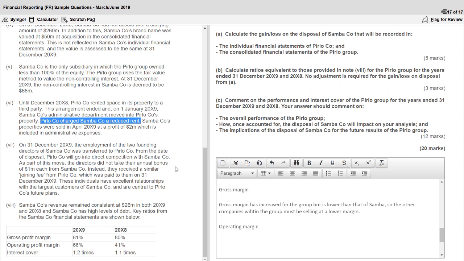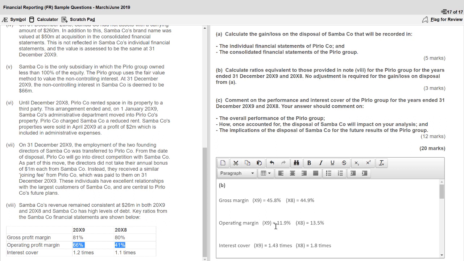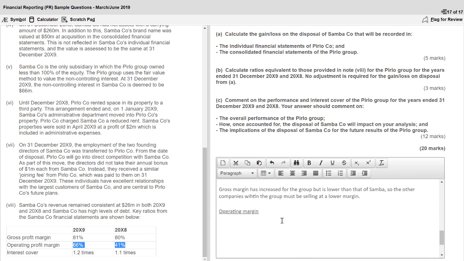Okay. Again, what have we got? Well, we can see that for Samba, it's had a really good performance here, hasn't it? Because its operating profit margin has increased. Well, it's going to increase if you've got an additional $2 million profit in there. It's also going to improve if you've got that reduced rent within there as well. Okay. Again, what have we got? Overall, you can see here, is it a fall in the operating profit margin for the group? Okay, excellent. So let's go through, find out what we have there.